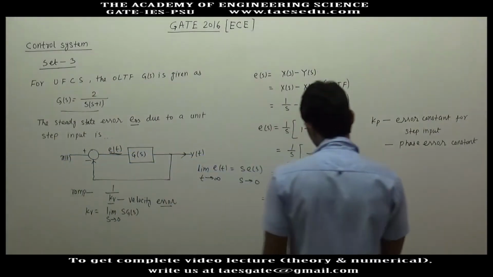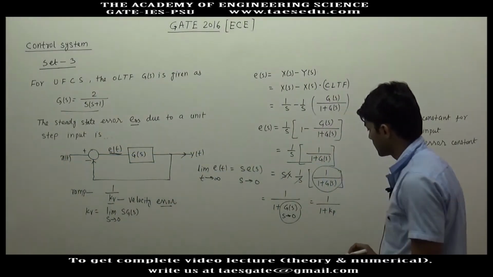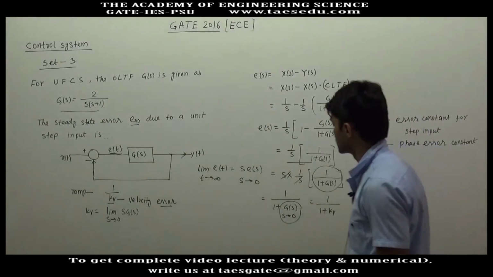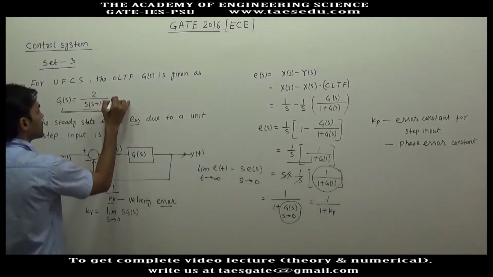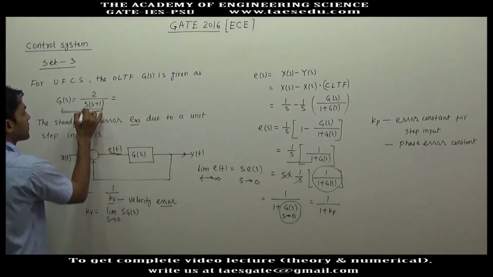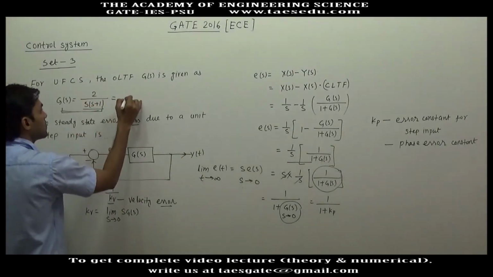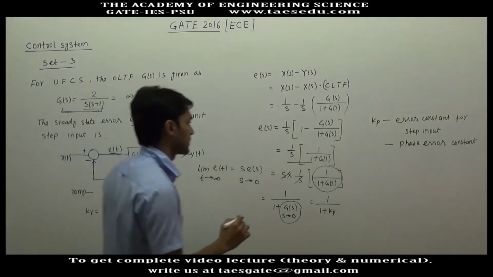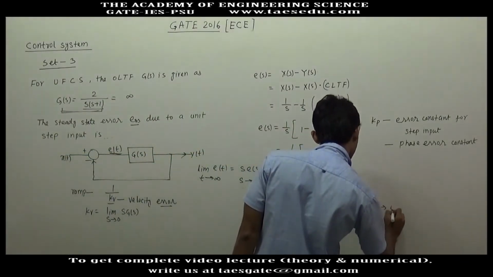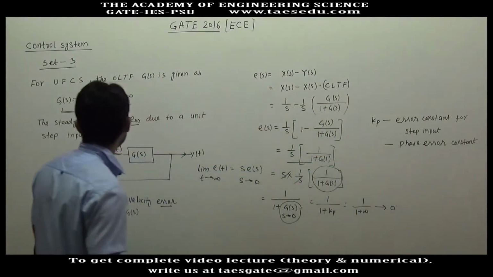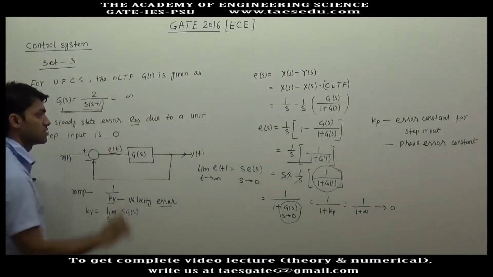Okay, so we have to find out the value of G(S) when S tends to 0. So if S tends to 0 in this equation, this will make the denominator 0 and this will give you infinity. So here we will have 1 upon 1 plus infinity, and this will tend to 0. So the steady state error will be 0.